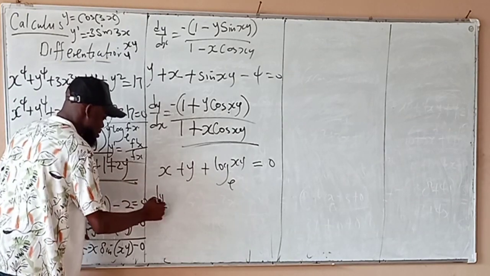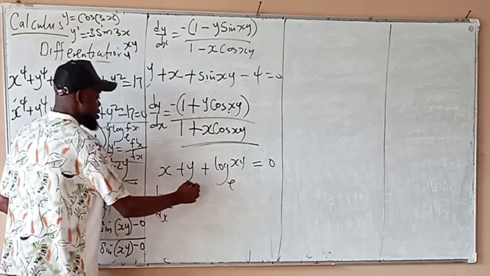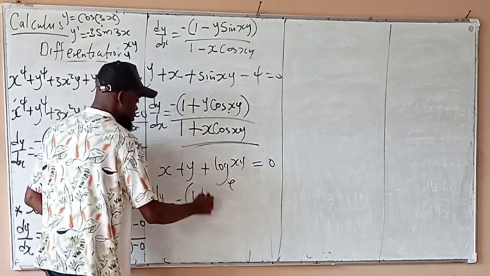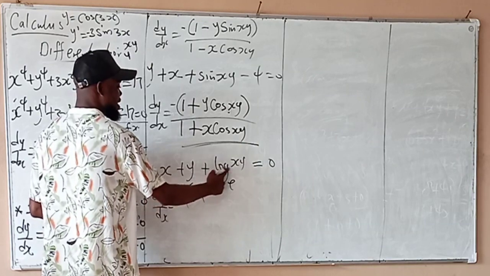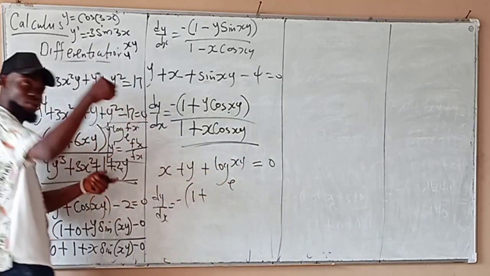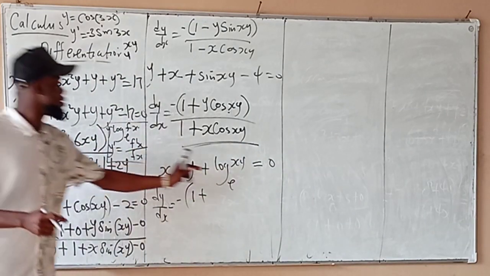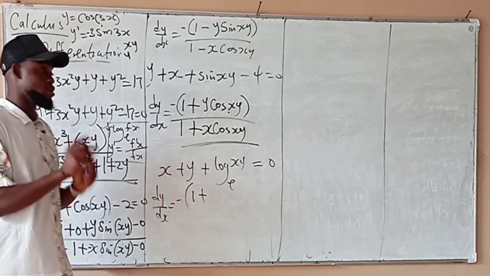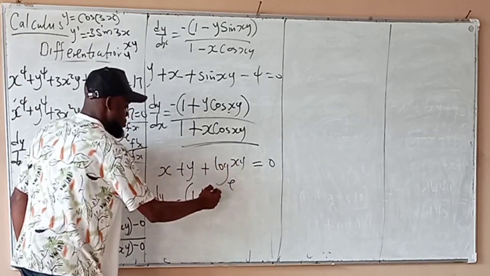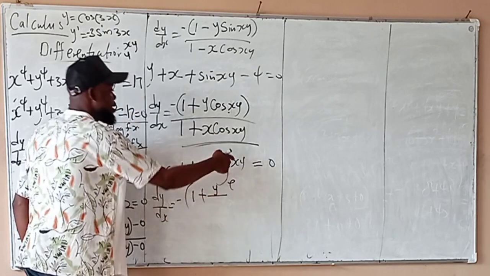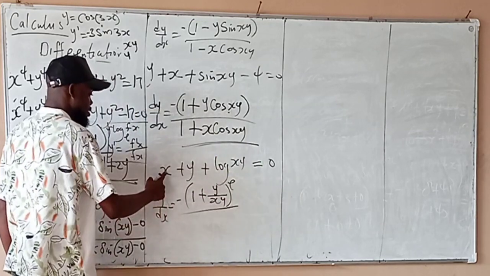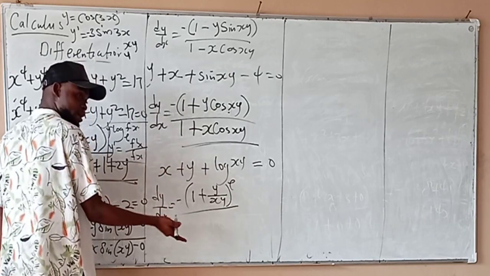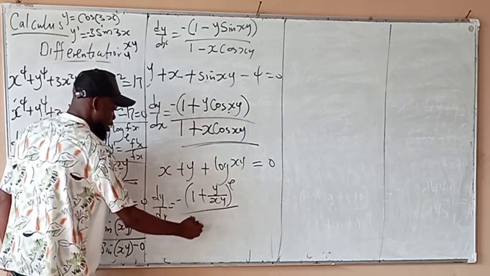Differentiate with respect to x: differentiate x, you have 1. Differentiate y, 0. That is 1. Differentiate log xy to base e related to x. Remember, differentiating xy related to x, don't differentiate x out. Only y will be there. Then divided by the same thing, xy. Then over, differentiate x for y now, x will be 0. Differentiate y, you have 1.